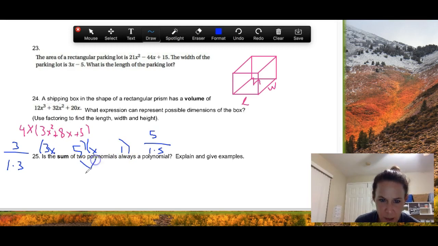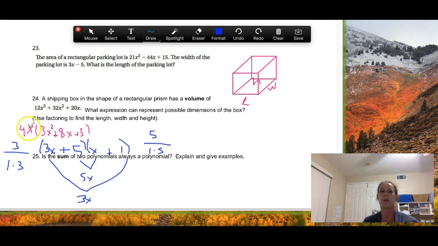Let's see. Multiply the inner terms, I get 5x. Multiply the outer terms, I get 3x. 5x plus 3x do make 8x, and I've done it. They're positive because that's positive, so this has to be positive. Multiply those two together, it has to be positive. Add these together, it is positive.